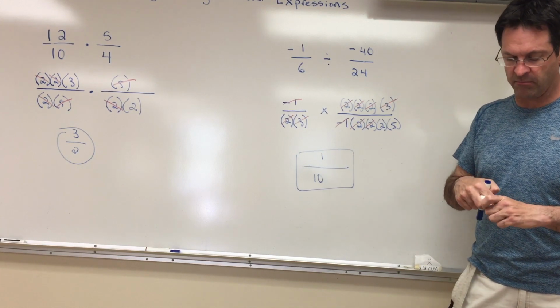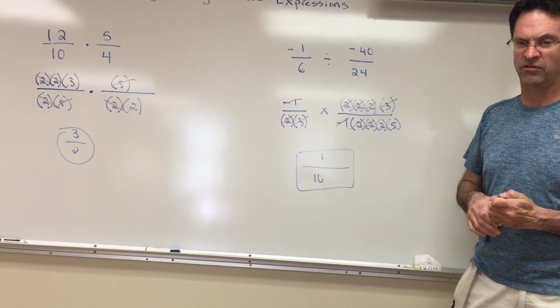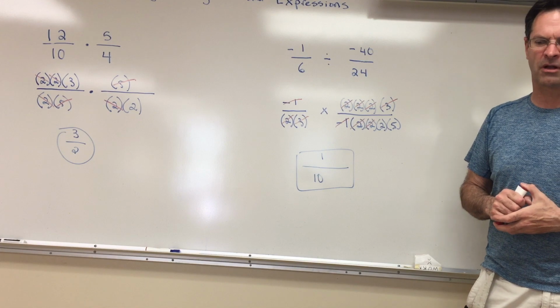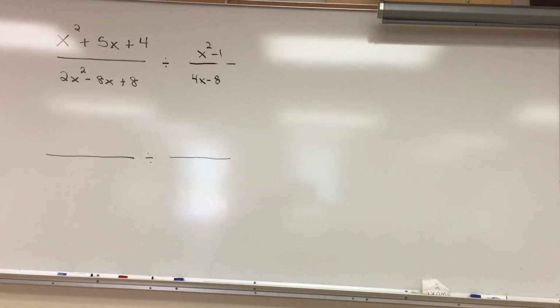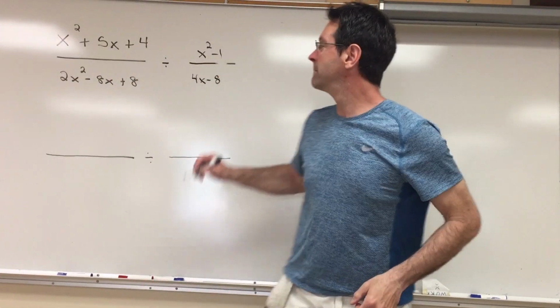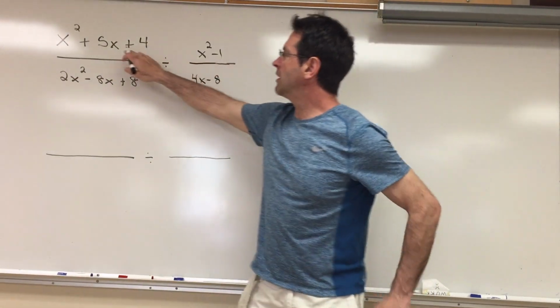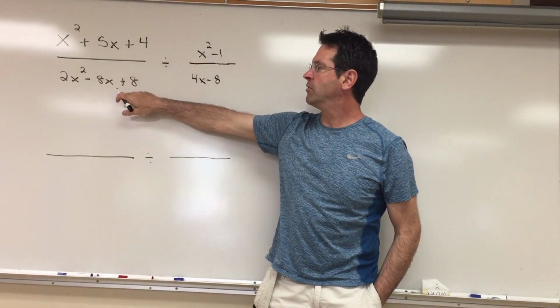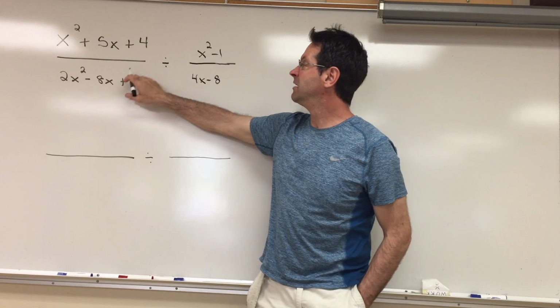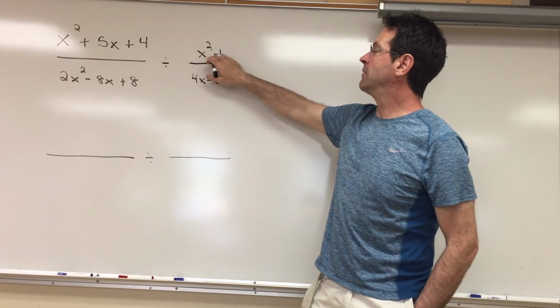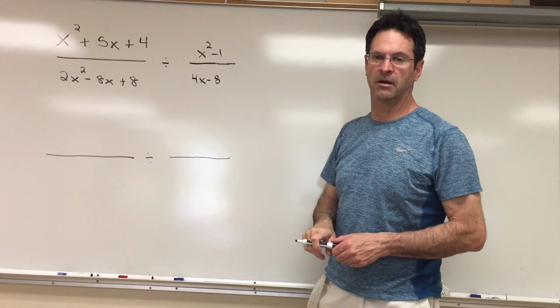So that was a little review of multiplying and dividing fractions. We're going to apply these principles when we start looking at rational expressions. Okay, so here's another example. We'll use some division here. X squared plus 5x plus 4 over 2x squared minus 8x plus 8, divided by x squared minus 1 over 4x minus 8.